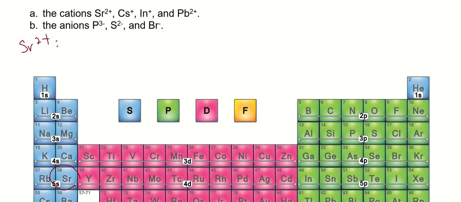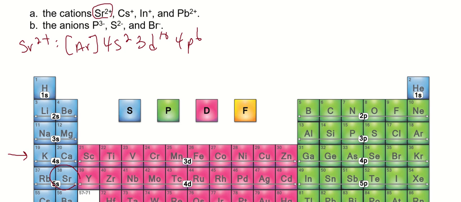So let's just use noble gas notation. By losing 2 of its 38, it's going to be isoelectronic with krypton. That's called the octet rule. So the noble gas before number 36 is argon. And then we're going to pick it up from here, the 4s block, 4s2, 3d10, and 4p6.